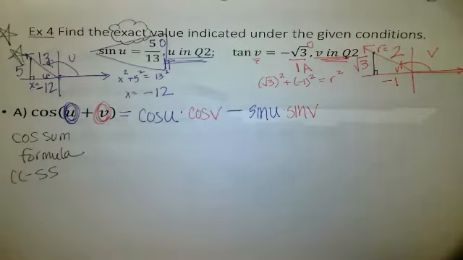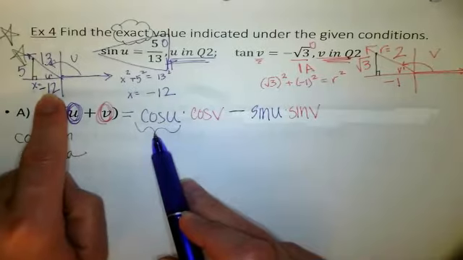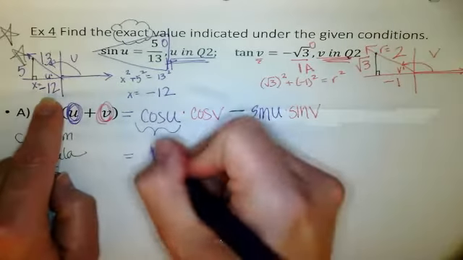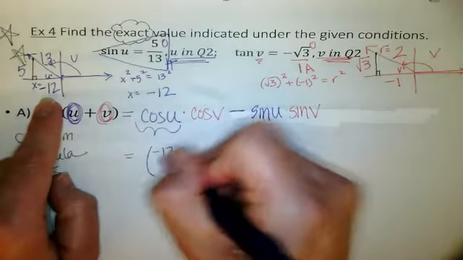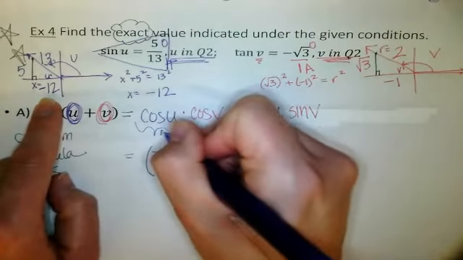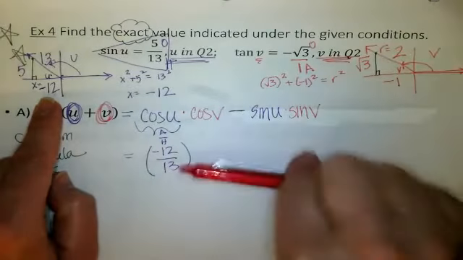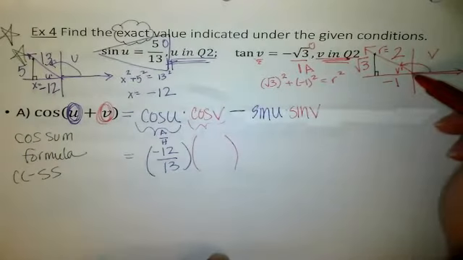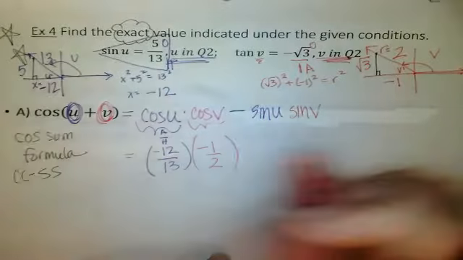And now we can evaluate the cosine ratio according to the angle that we drew. So what is the cosine ratio according to angle U here? Negative 12 over 13, adjacent over hypotenuse, right? And then, what is the cosine according to angle V? Negative 1 over 2, very good.